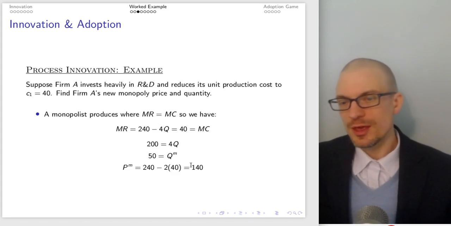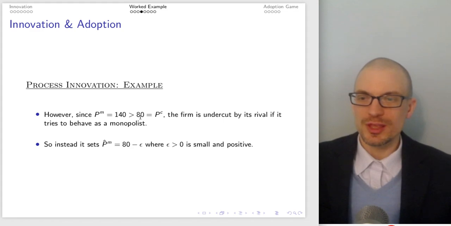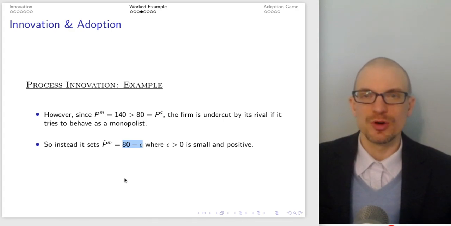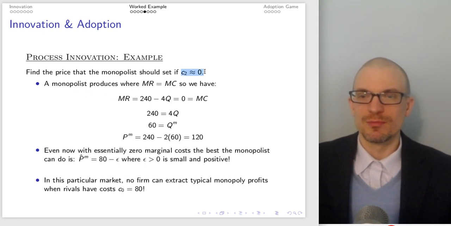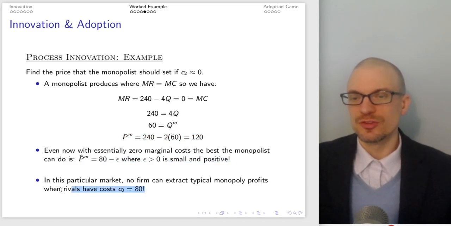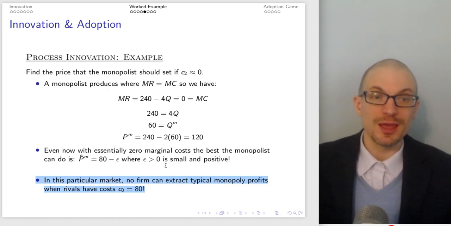This is part B. This is finding the monopoly quantity, finding the monopoly price. This right here is setting my price because everybody else's cost was 80. I have to set some price just a little bit below that to capture the market, but I'm not a true monopolist in doing so. Here is finding what happens if my marginal cost hypothetically was free. I'd set a monopoly price of 120, but I'd get undercut by everybody else. So in this particular market, no firm can extract typical monopoly profits, meaning setting price where marginal cost equals marginal revenue.